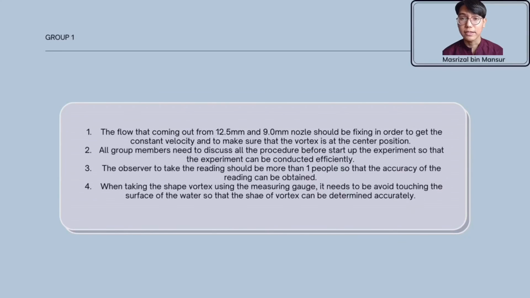Third, the observer taking the readings should be more than one person so that the readings can be obtained accurately. Last but not least, when taking the shape of the vortex using the measuring gauge, it needs to avoid touching the surface of the water so that the shape of the vortex can be determined accurately.